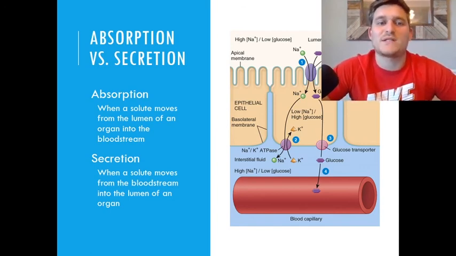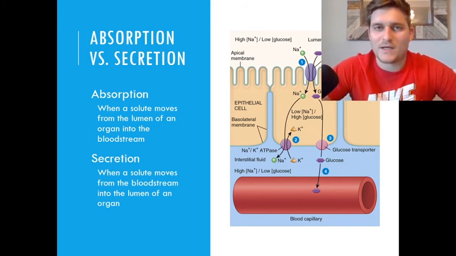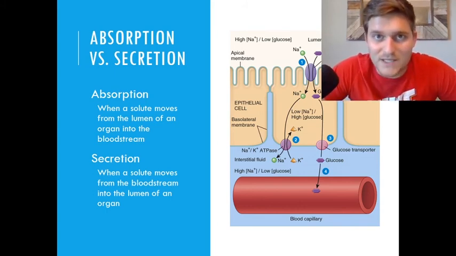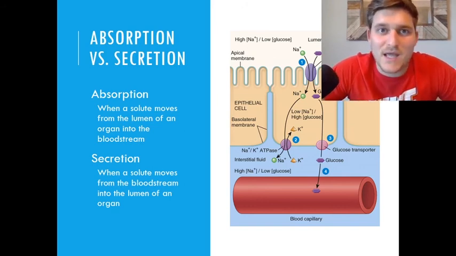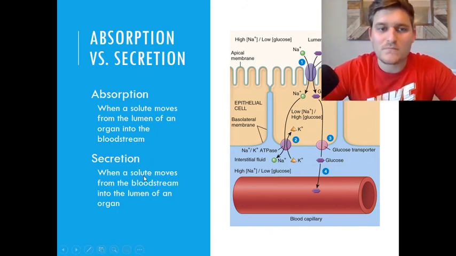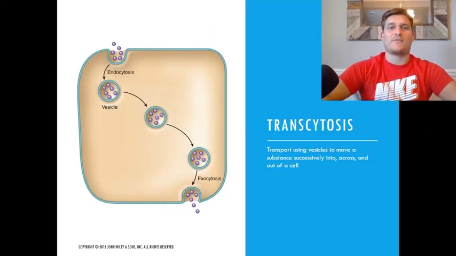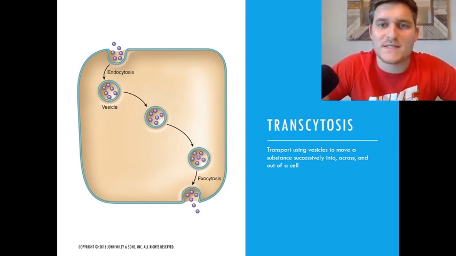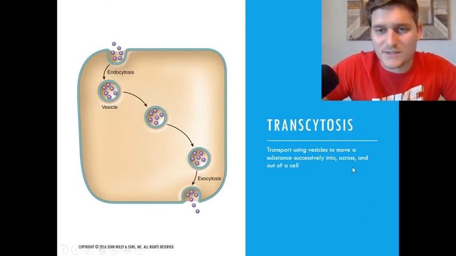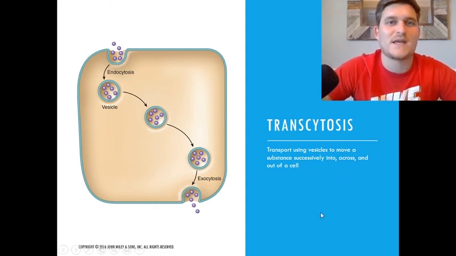Absorption is when a solute moves from the lumen of an organ into the bloodstream. Think about when we digest food and liquids: all those materials get broken down in the stomach and then head to the intestines, and some of those materials are then absorbed into the bloodstream. Secretion, however, is when a solute moves from the bloodstream into the lumen of an organ. Last, we have a form of transportation across the cell called transcytosis. Using vesicles, the cell is able to move a substance into, across, and out of a cell.